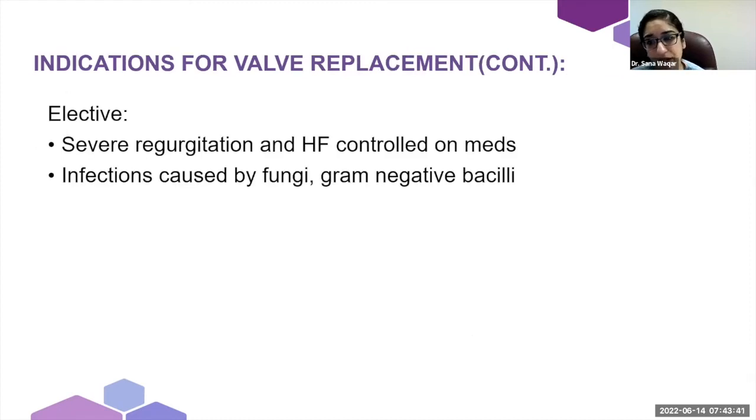Elective, so if a patient has severe regurgitation and heart failure, but they are controlled on meds, we can treat them with their determined course of antibiotics, and then they can come back for elective surgery. And then fungal and gram negatives historically are like a surgical disease, and they at some point do eventually need replacement of their heart valve.